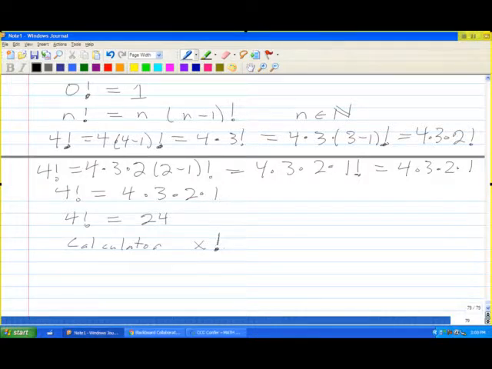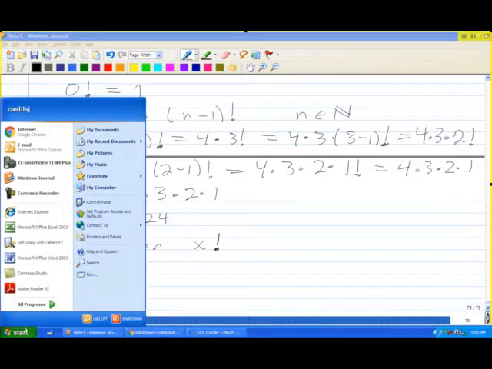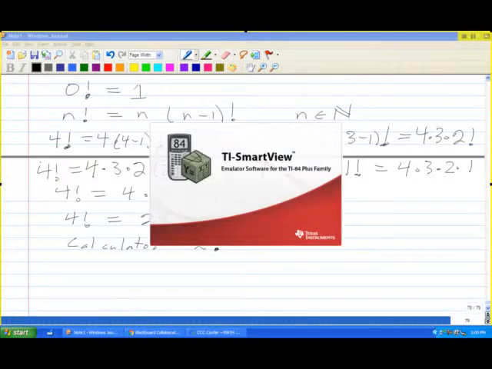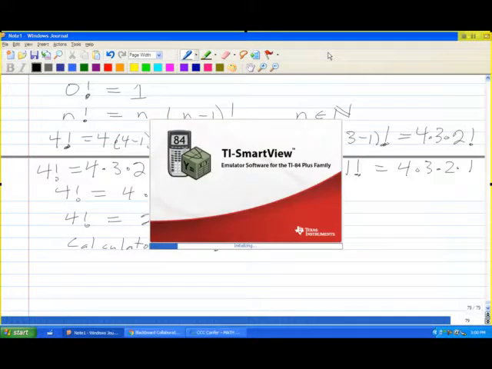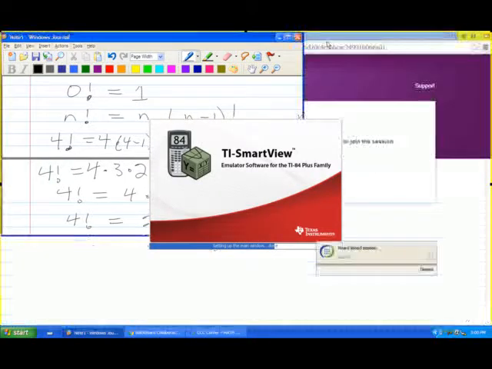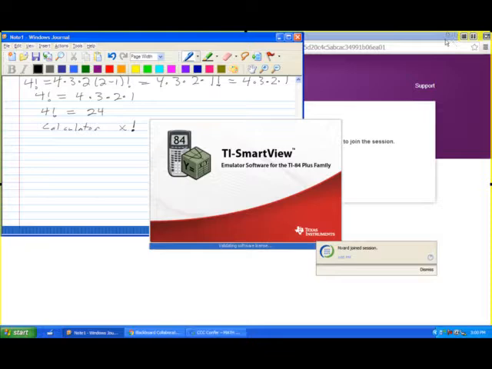So this is the factorial button. There should be one on your calculator. Actually, I have a TI-83, and if you have a TI-83, I'll show you, because that's actually hidden. On most calculators, it's obvious where the factorial is.